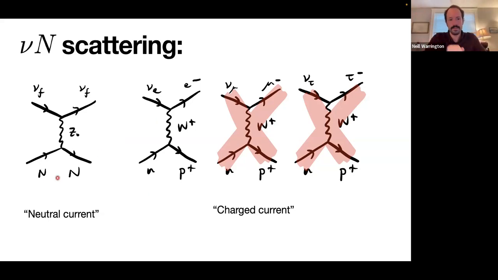For the rest of the talk, I'm just going to talk about neutral current reactions. You can ask me at the end. This is for a technical reason. But I just wish to say up front that both of these certainly happen.